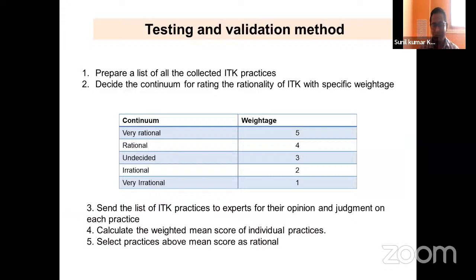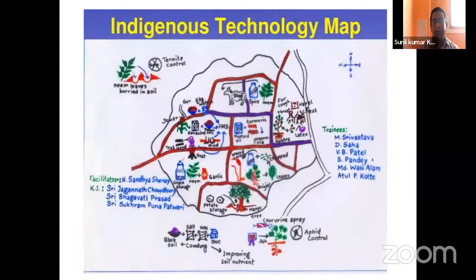There are different weighted means you can use to evaluate their rationality. Then you can select the practices that are above the mean score level as rational. These are the most rationalized practices for particular communities. Then an indigenous technology map can be formed.